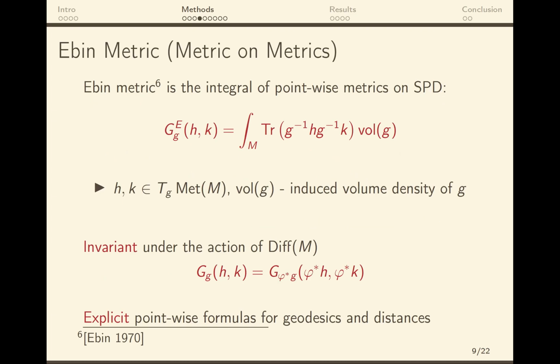Let's talk a little bit more about the Ebin metric, which is a metric on metrics. What is the Ebin metric? Why did we choose it? Well, the Ebin metric is the integral of pointwise metrics on the space of symmetric positive definite matrices.